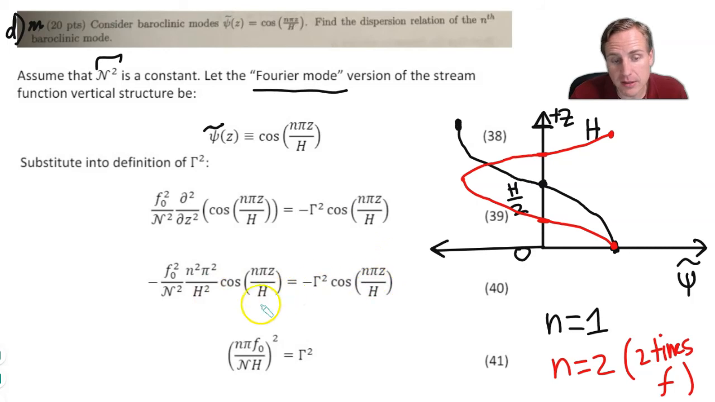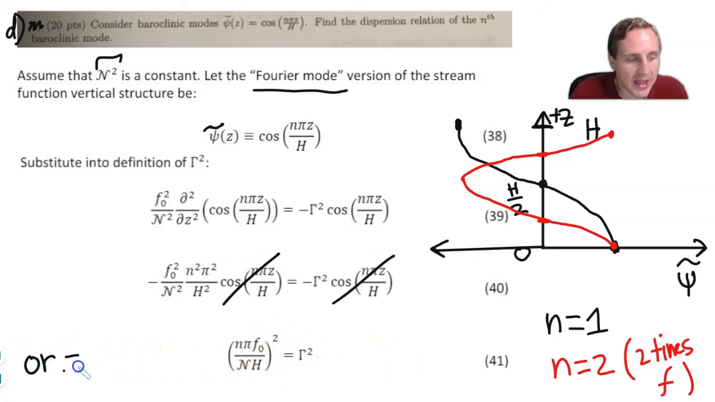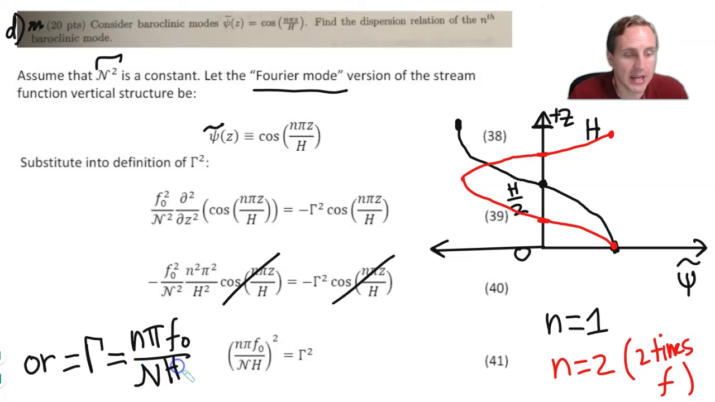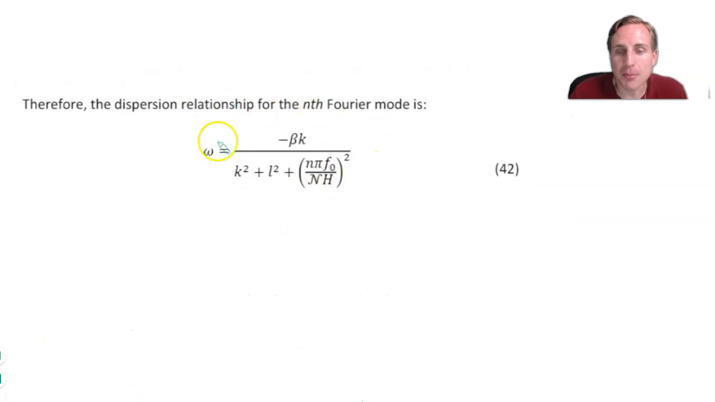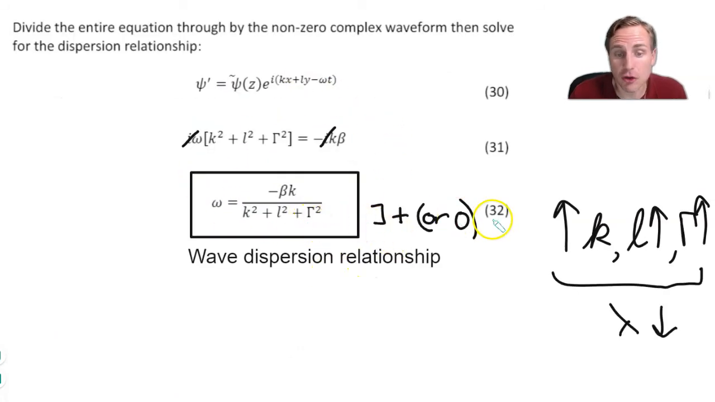Now notice it equals this. Now you'll see that these two cosine terms do cancel, and we can solve for this minus gamma squared. So we get gamma squared is equal to, notice everything here is squared, n pi f naught over capital N h, squared, equals gamma squared. Or you could of course say that gamma is just equal to n pi f naught over, and this cursive N, which is the Brunt-Väisälä frequency, times h. Okay? So there we go. So notice, now let's plug back into the dispersion relation. Remember the dispersion relationship was equation 32 here?